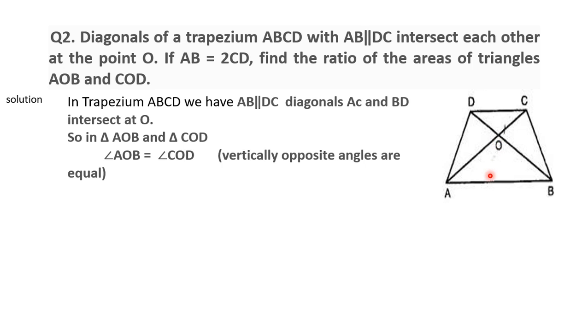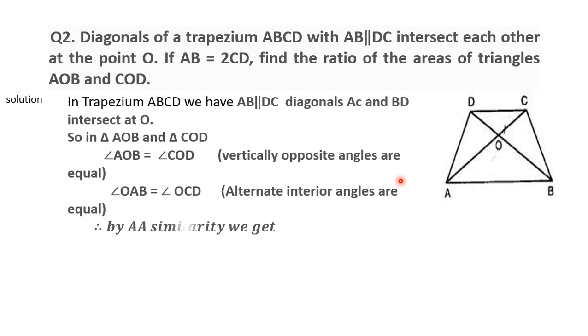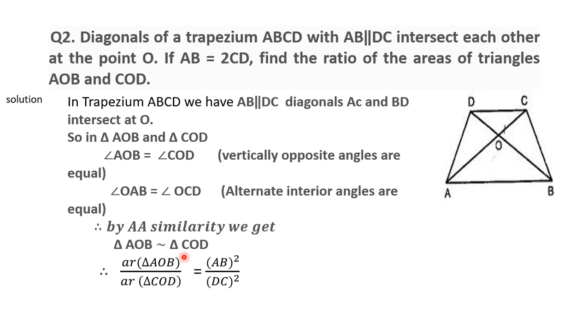Now again it is given AB is parallel to CD and AC is its transversal. So here we get angle OAB and angle OCD. These two angles are equal as they are alternate interior angles. So we can write angle OAB is equal to angle OCD. Now here we are getting two angles, that is AA. So by AA similarity criteria, we say that the two triangles are similar.